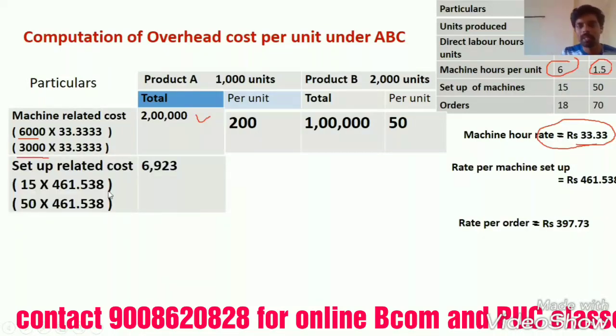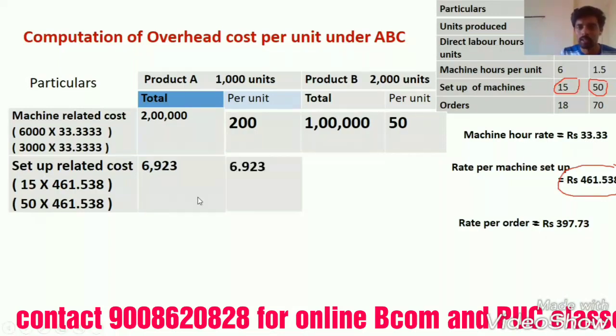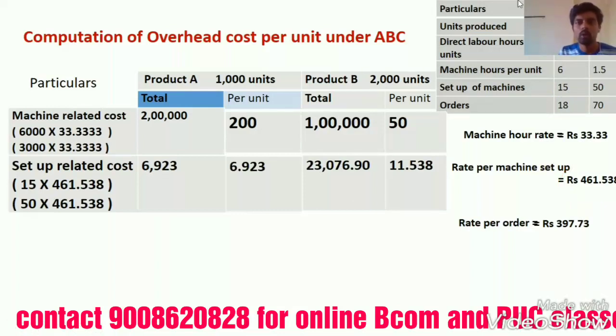The next one is a setup related cost. So there are 15 setups, right? To manufacture 1000 units of A, we had 15 machine setups. To manufacture 2000 units of B, we had 50 setups. For one setup, the cost is 461.538. So multiply this now. 15 into 461.538. We'll get 6923. Then 50 into 461.538, you will get 23,076.90.